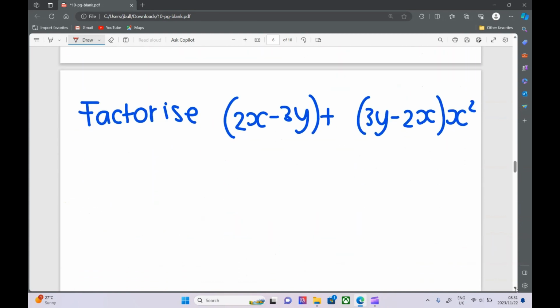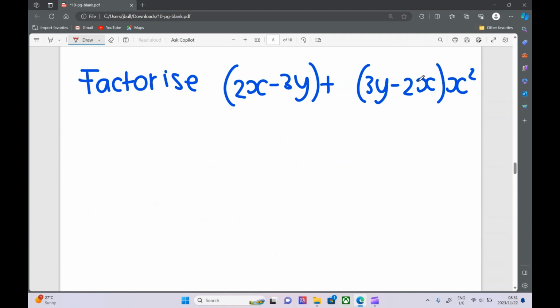So last one, factorize this one. Okay, when you get brackets like this, where they're very similar, so we can see 2x minus 3y, 3y minus 2x. If you get brackets like that that are really similar, that's a clue to take a closer look at them. It's just the order that's different. In the first one, the 2x is first, and then it's been swapped around in the second one. If they are basically the same, just the order switched around, there's quite a cool trick that we can do.